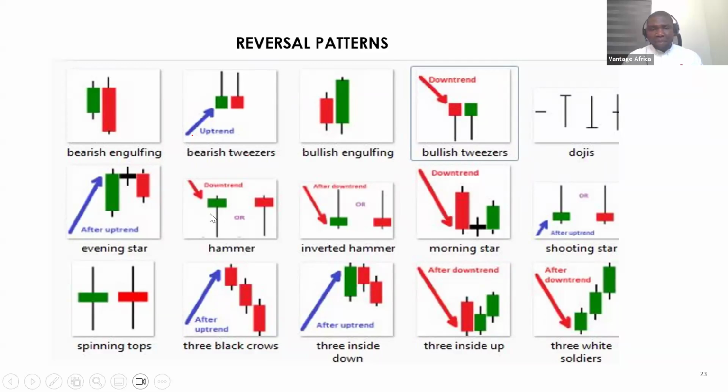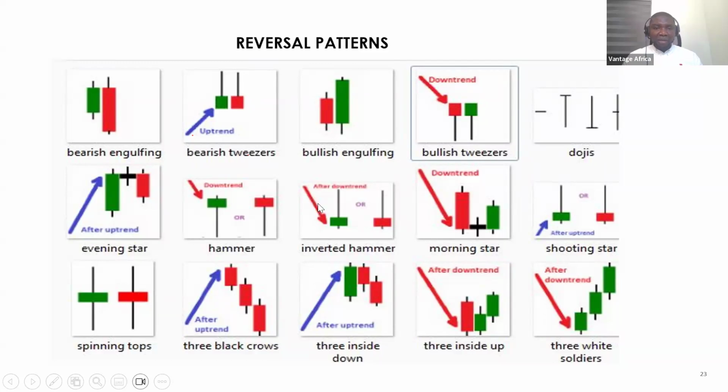Then you have a hammer. A hammer is a candlestick that has a long wick at the bottom. Typically it looks like a hammer, and the body at the top is usually either green or red. But when it is green, it is considered more bullish. The one that closes green is much more bullish than the one that closes red.